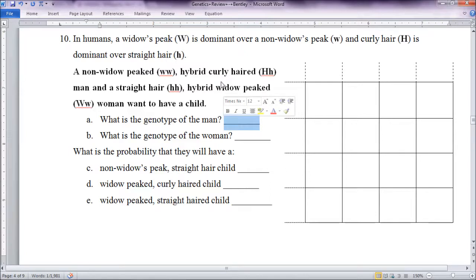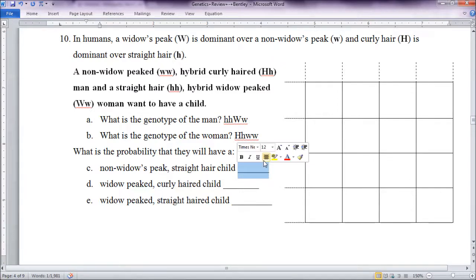So the genotype of the child will have to be, the man, we'll put that together, is big H, little h, big W, little w. The genotype of the woman is little h, little h, little w, little w. Of course, you could have flipped around the W's and the H's. There's no proper way to do it. I always keep the capital on the left side, though.